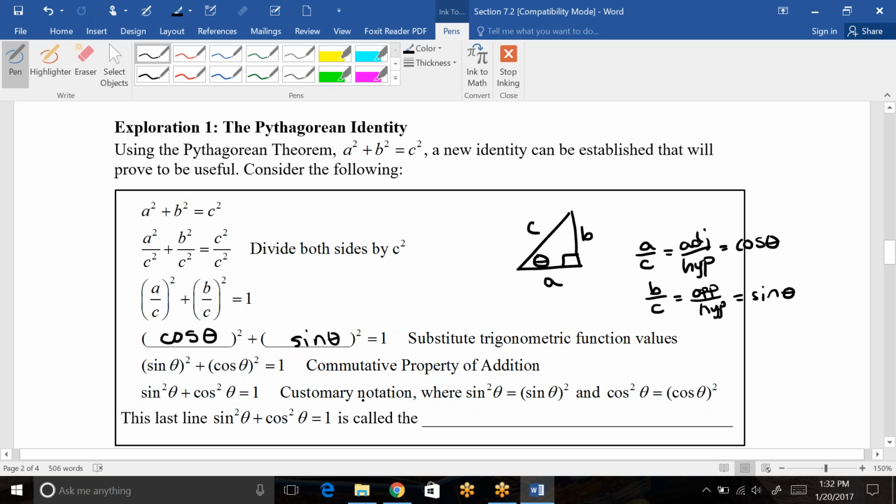And notice that there is a change in the notation right here. This 2 is on the outside, the squared part. In trig, we write it right here. That does not mean that the theta is not also part of this. This is just the notation we use in trigonometry. So sine squared theta actually means you have a sine with a theta evaluated in there, and then you square it. So it's just how we use the notation. So this is called the Pythagorean identity.